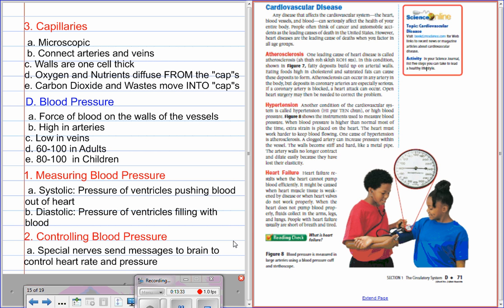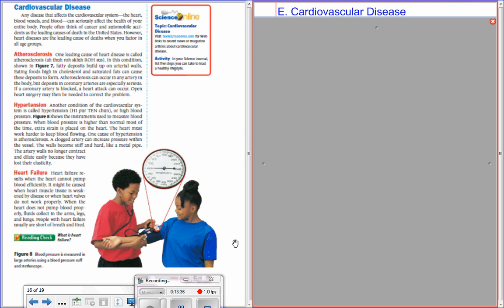Super. All right, let's talk about disease and why fatty foods like potato chips are not terribly good for you. Cardiovascular disease. Any disease that affects the cardiovascular system, the heart, the blood vessels, and blood, can seriously affect the health of your entire body. People often think of cancer and automobile accidents as the leading causes of death in the United States. However, heart disease is the leading cause of death when you factor in all age groups. So from children to very elderly people, all age groups, heart disease is the leading cause of death.